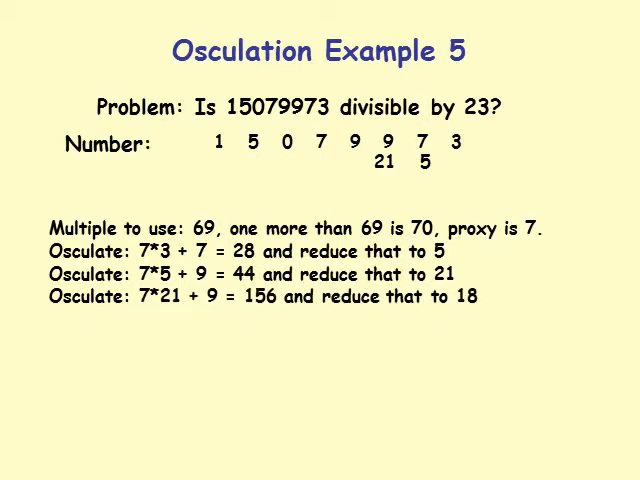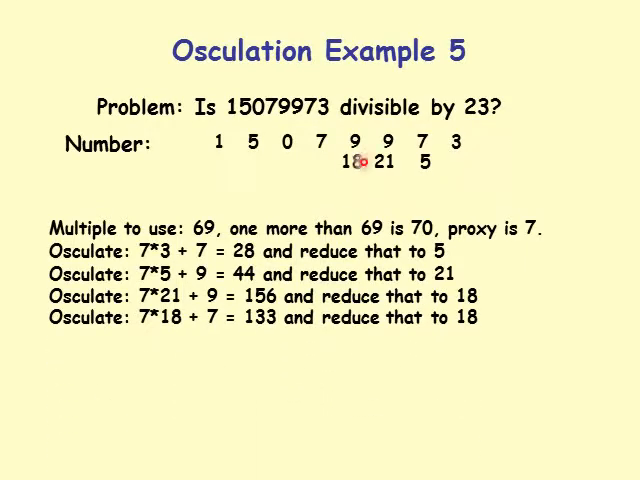Now we're going to osculate this 21 on the right and 9 on the left. 7 is the proxy, 7 times 21 plus 9 is 156. We take away 138, which is 23 times 6, and get 18 left. Now we osculate 18 on the right and 7 on the left. 7 is the proxy here. 7 times 18 plus 7 is 133. Now we reduce that to get 18 here.